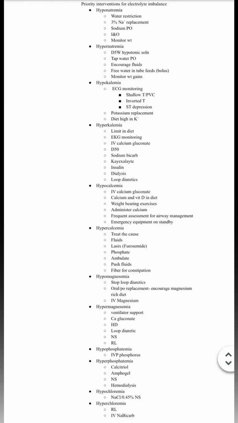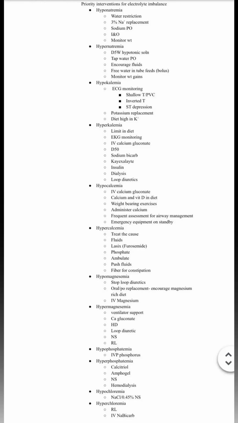Now let's examine another vital electrolyte, potassium. In hypokalemia, where potassium drops below 3.5, cardiac function becomes our primary concern. Monitor the ECG closely for characteristic changes: shallow T waves, premature ventricular contractions, PVCs, T wave inversion, and ST segment depression. Potassium replacement must be done carefully, either through oral supplements or IV administration, but never as an IV push. Encourage consumption of potassium-rich foods such as bananas, potatoes, avocados, and oranges.